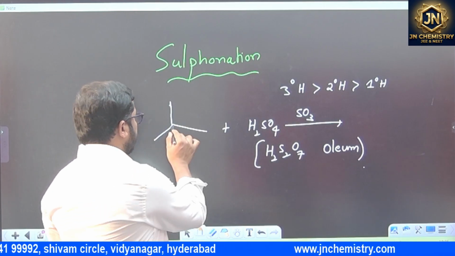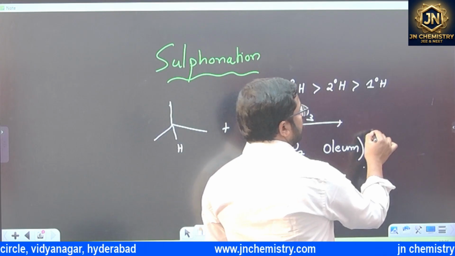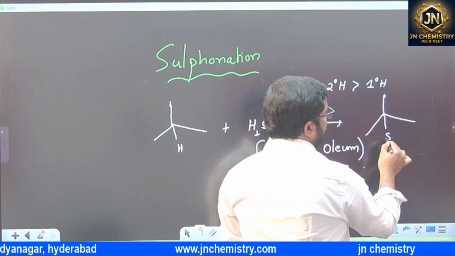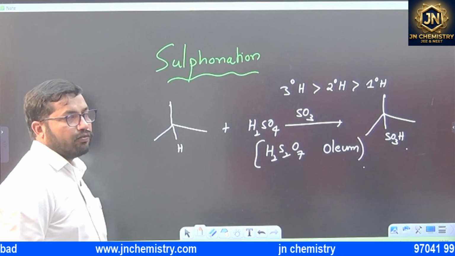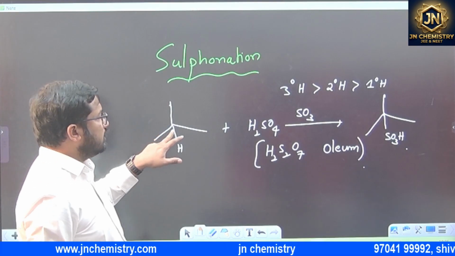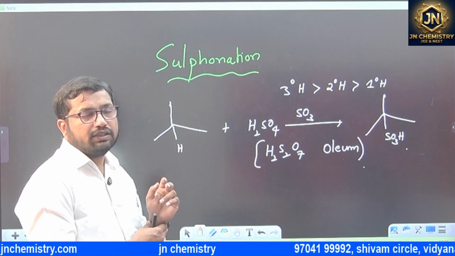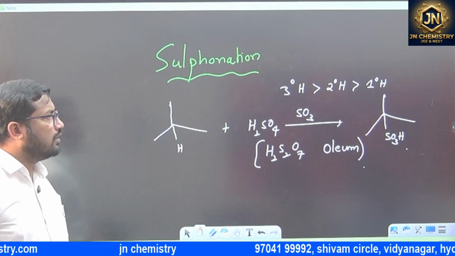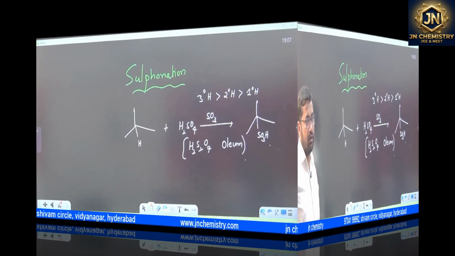Oleum. So here the hydrogen is there, methyl, and we will get SO3H. Write it, oleum or anything. So 3 degree hydrogen, there is 1 degree hydrogen also, but the 3 degree hydrogen is substituted more and more because of its reactivity. So SO3H we will get. Sulfonation. Next, combustion reaction.